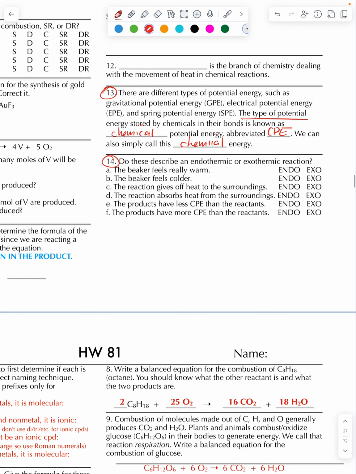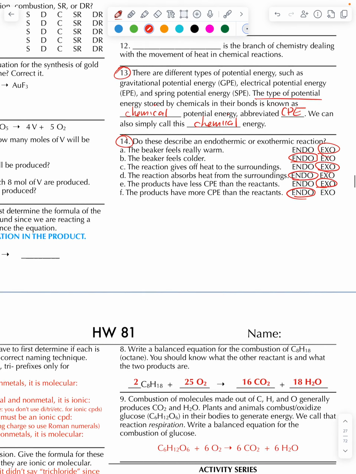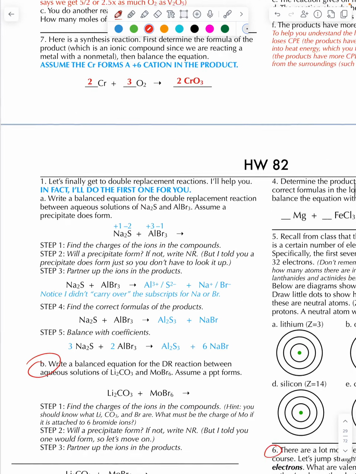And then we learned about some properties of endothermic versus exothermic. So if you feel heat being given off, that's exo. If it feels like it's taking heat away from you, it's getting colder, that's endo. It's giving off heat to the surroundings. It absorbs heat from the surroundings. The products have less CPE. That means it's exo. It's turning CPE into heat. If the products have more CPE, meaning it's taking heat and turning it into CPE, that's endo. We'll do another one like this later. Again, feel free to pause and listen to me again.